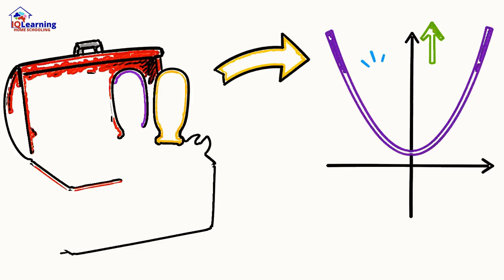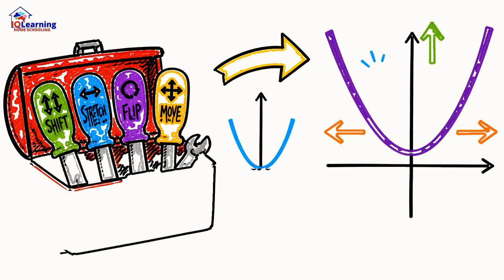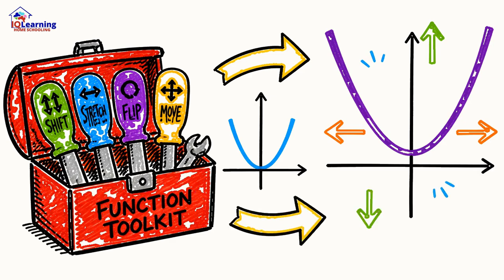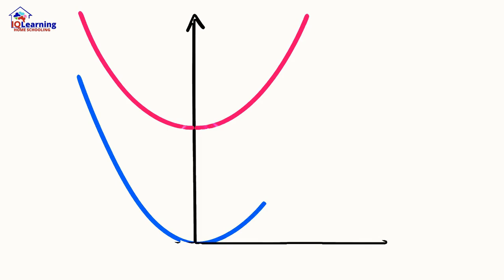This is the grammar of functions. It's a toolkit that lets you take any basic parent function and move, stretch, or flip it anywhere on the graph, all without tedious calculations. Let's start with shifting, or translation. To move a graph up or down, you change the output.